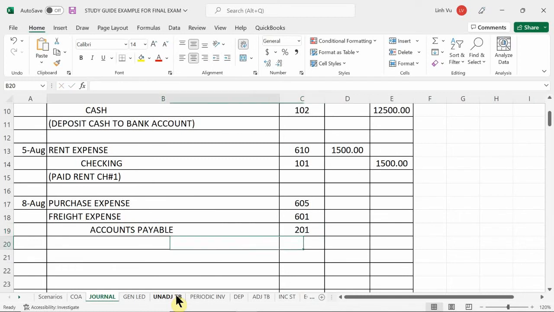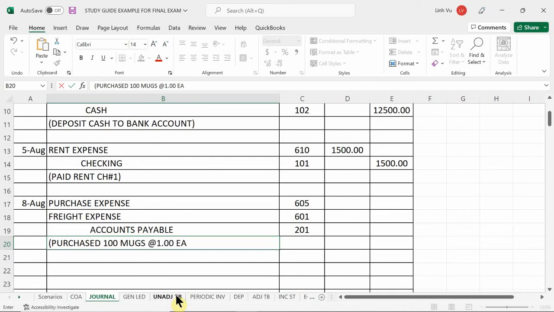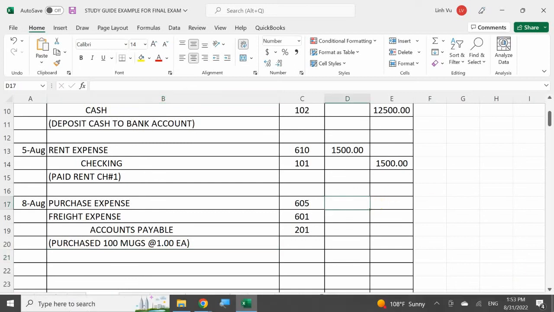Okay. So in this case, how many items did we purchase? So in this case, we purchased 100 mugs at $1 each. Okay. On an account. In this case, I'm not going to go through terms or anything like that, right? Very simple transactions. Okay. So in this case, what's my purchase expense account going to be? $100. Right? How much was my freight? $25. So how much do you owe? $125. $125. Okay.